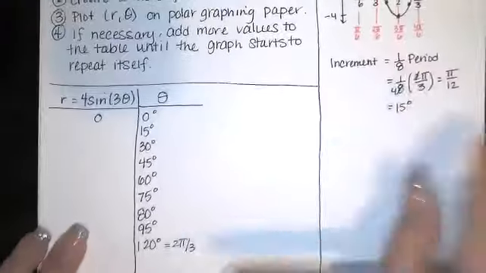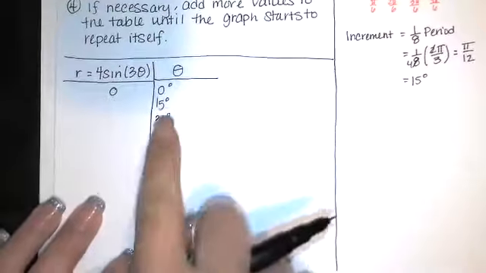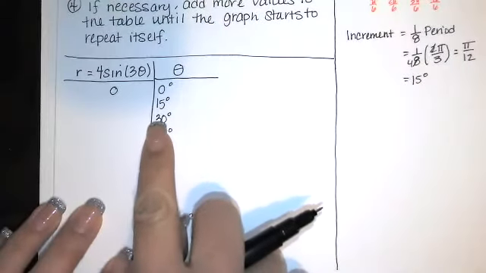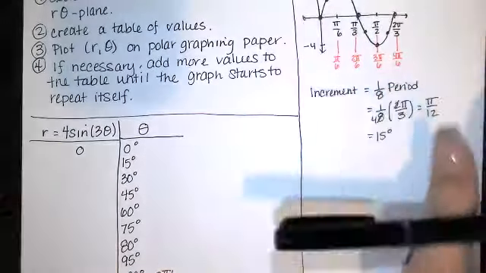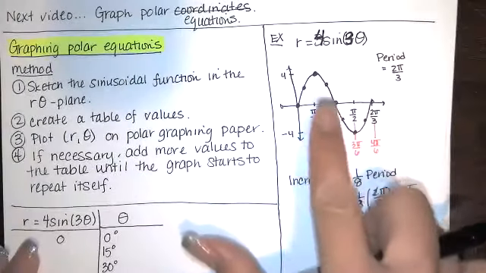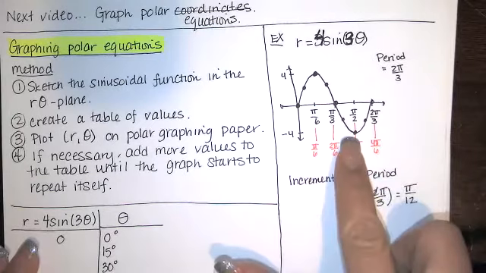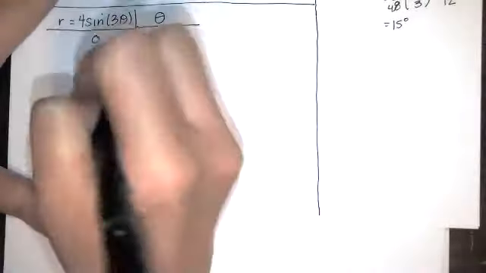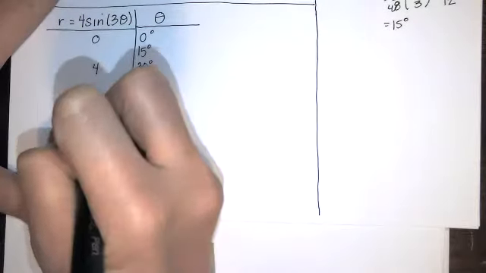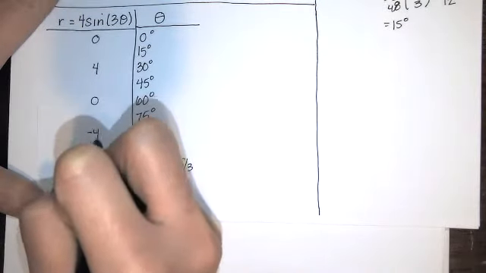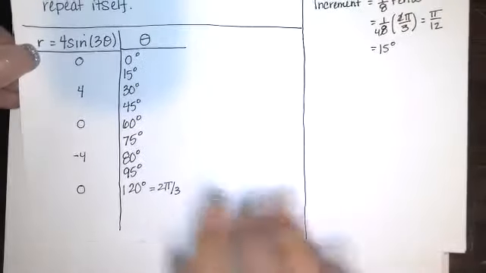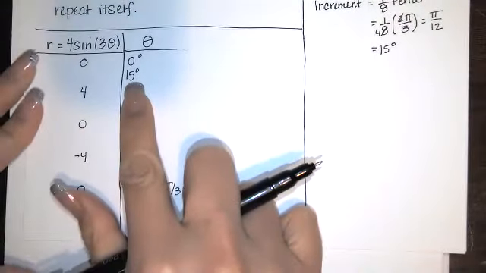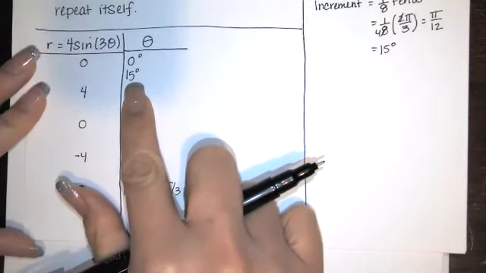And actually, we can just read this graph. Let's skip all the multiples of 15 degrees and just stay at the multiples of 30 degrees. So we'll have 0, then we'll get a max of 4, then 0, a min of -4, and then 0. So I have 0, 4, 0, -4, and 0. Okay. And now let's add in those multiples of 15 degrees.